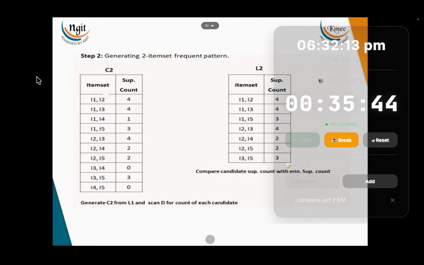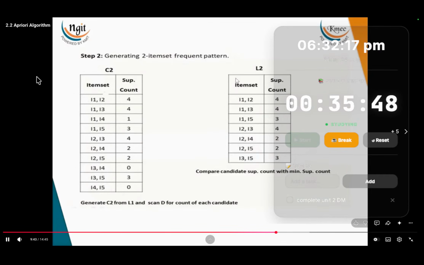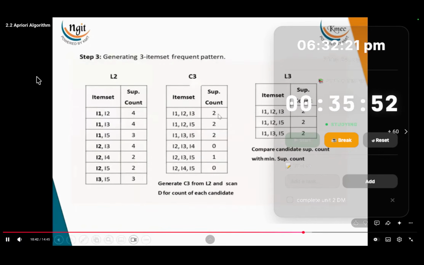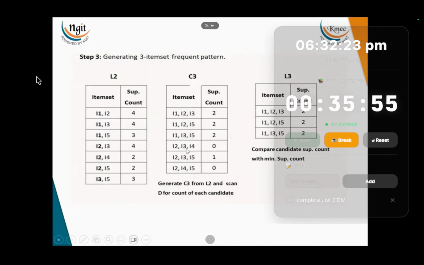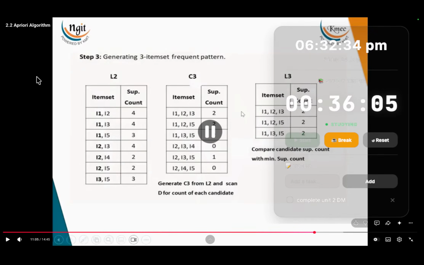In the next step, we need to create the three item set frequent patterns. In a similar way, we'll consider I1, I2, I3, the three items, and compare those. Once you get this count, you can see that I2, I3, I4 is 0, I2, I3, I5 is 1, and I2, I4, I5 we are getting the count as 0. When it is compared with the minimum support count, that is 2, these item sets are less than the minimum support count. So we need to prune all these items. Now we'll consider only the three item sets which satisfy the support count, right? We have now I1, I2, I3.